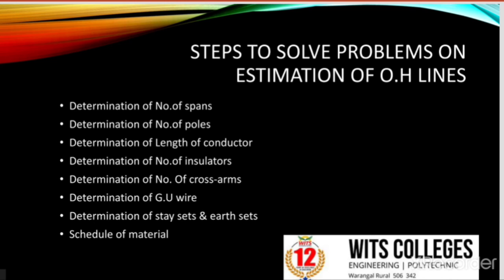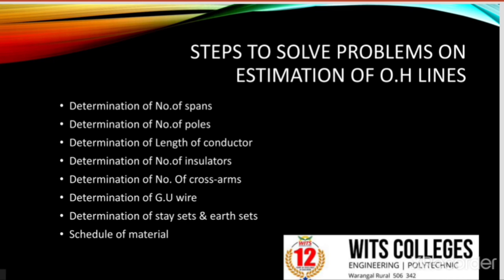And after that, we have to find the cross arms. Usually each pole is fitted with one cross arm. If there is a sudden diversion, two cross arms may be used for that pole. Only if there is a sudden diversion do we use two cross arms. Otherwise, we prefer one cross arm for one pole.